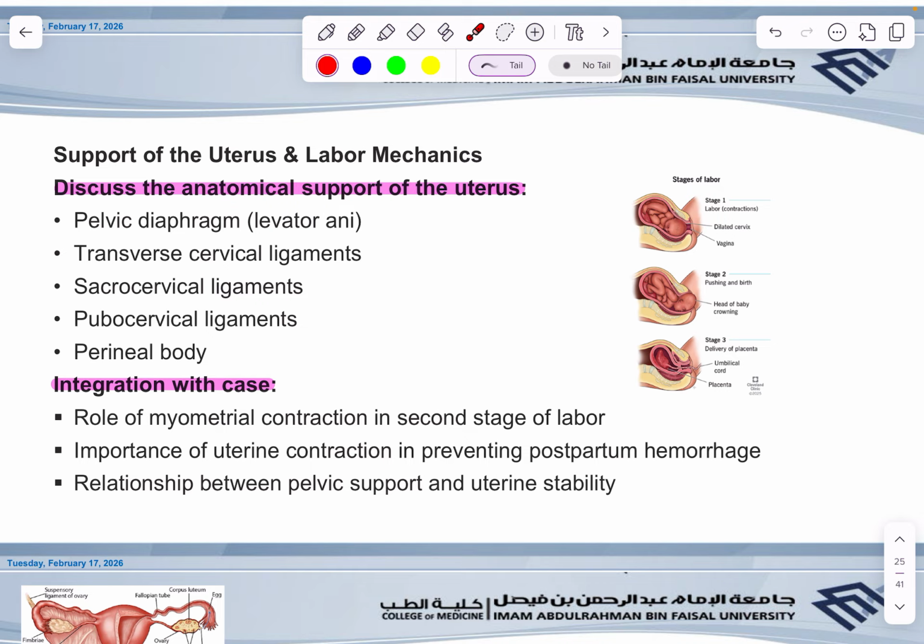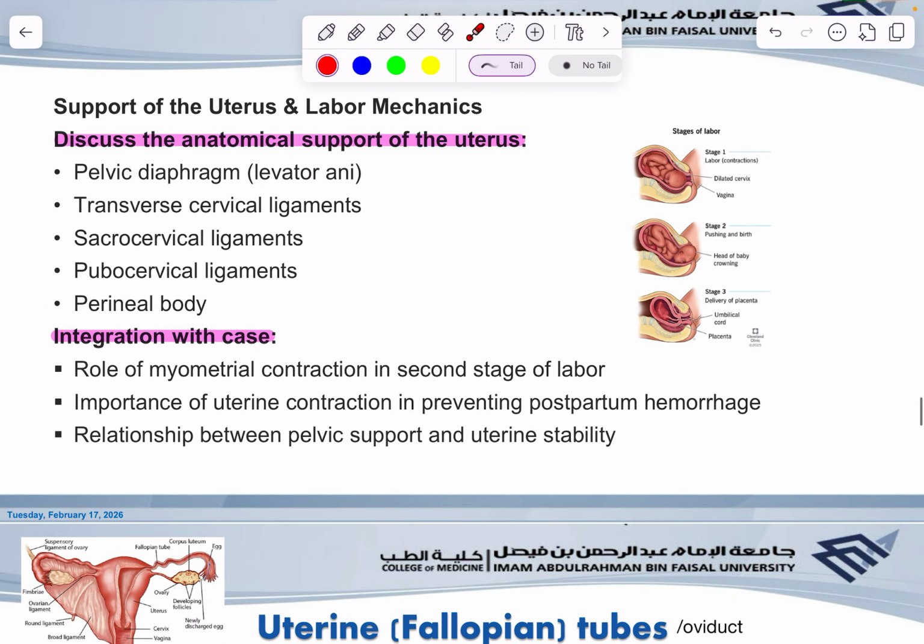طيب the anatomical support of the uterus زي ما ذكرنا أول, the three things. عندنا pelvic diaphragm, which is 1, عندنا ligaments, which are 2, وبعدين عندنا 3 is going to be the perineal body. The role of myometrial contraction in the second stage of labor ذكرناها, لكن it's going to be important for ligation of the arteries. وبعدين uterine contraction نفس الشيء, it's going to ligate the arteries. وبعدين the relationship between pelvic support and uterine stability is going to prevent things like uterine prolapse.